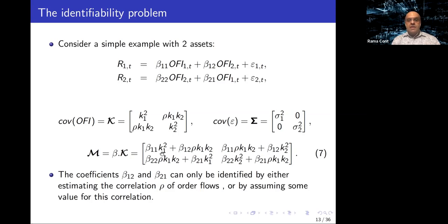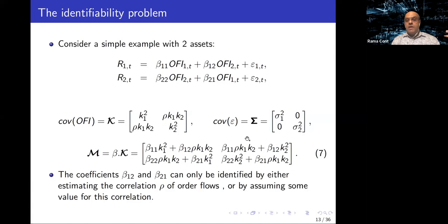And so you can see that if you look at the off-diagonal elements here in M, well, this is the covariance. Can you see the cursor? Okay, so here, as you can see, this is the covariance of the order flow of stock 1 with the return of stock 2. And you can see that it's a combination of two terms. One of them involves the cross impact matrix beta 1,2, but the other one involves the correlation of order flows between 1 and 2.